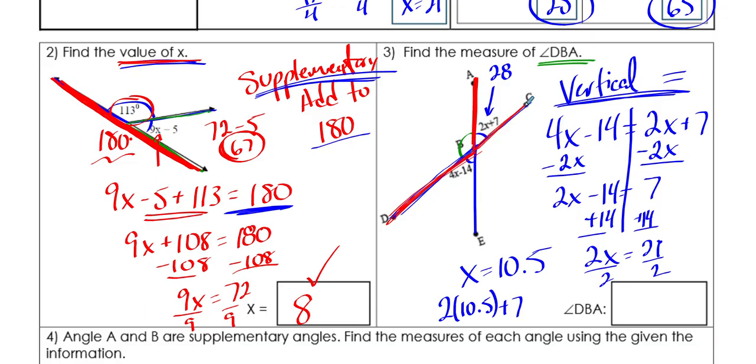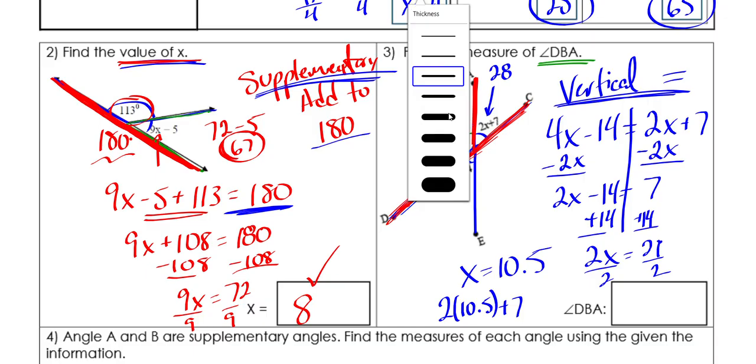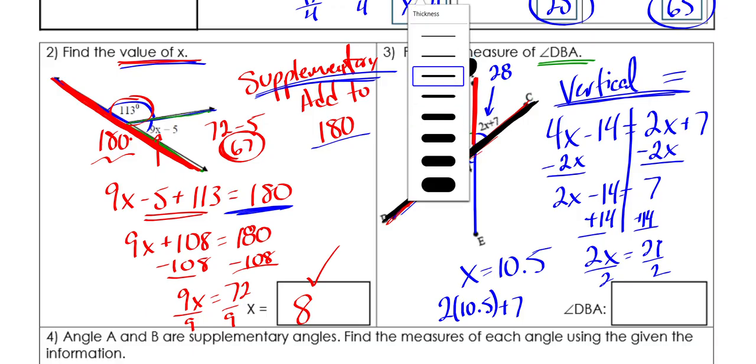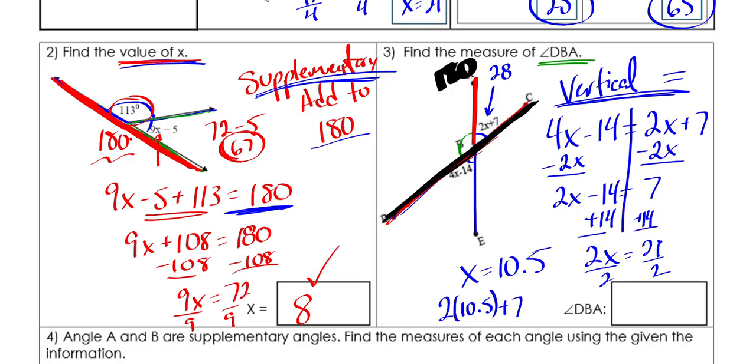Angle DBA and angle ABC put together make a straight line. So if this is 28, this has to be the rest of that straight line, the rest of that 180. Altogether, I know that's 180. I know that this part is 28, so I'm going to subtract those two and find out that that's 152.